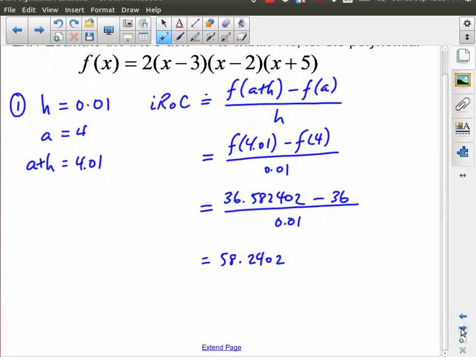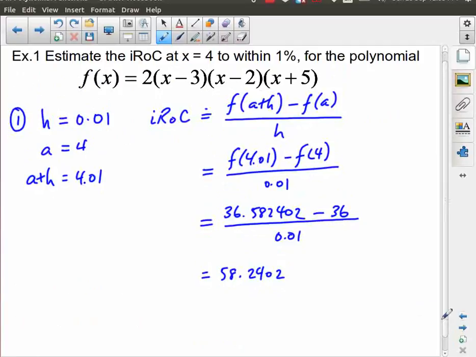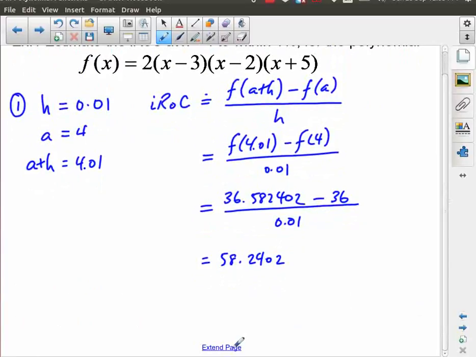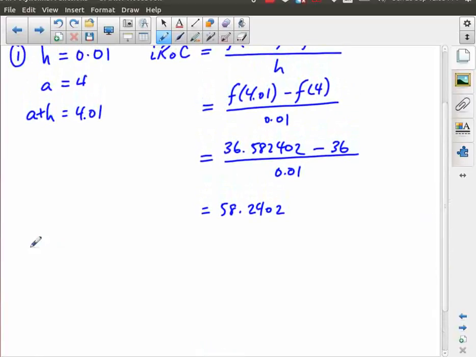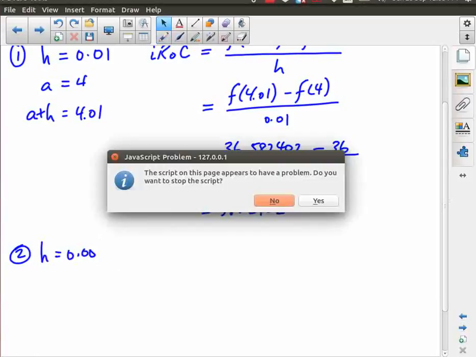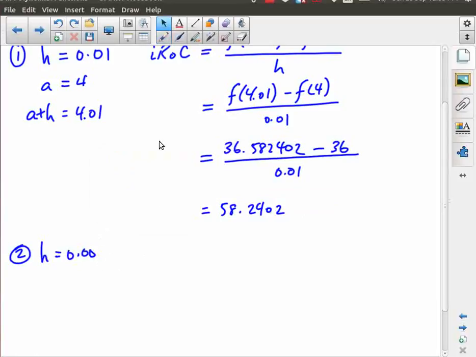Now we're going to do the exact same process, except this time we're going to choose a smaller interval. I'm going to set h equal to 0.001. And so I'm still going to use an a value of 4. Now my a plus h is equal to 4.001.